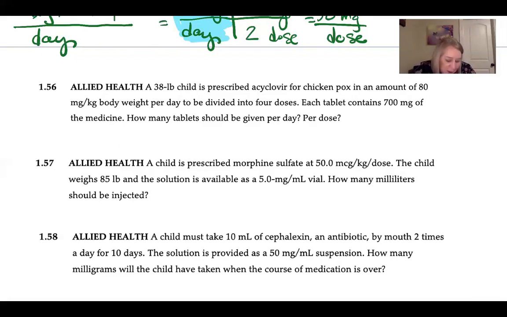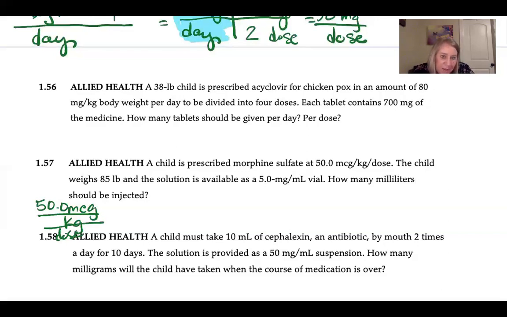Okay, so what are we going to do here? Well, what are we starting out with? We're told that we have 50 micrograms per kilogram, per dose. I should have given y'all more room on this one. Per dose, okay? So I have to base this on the weight.